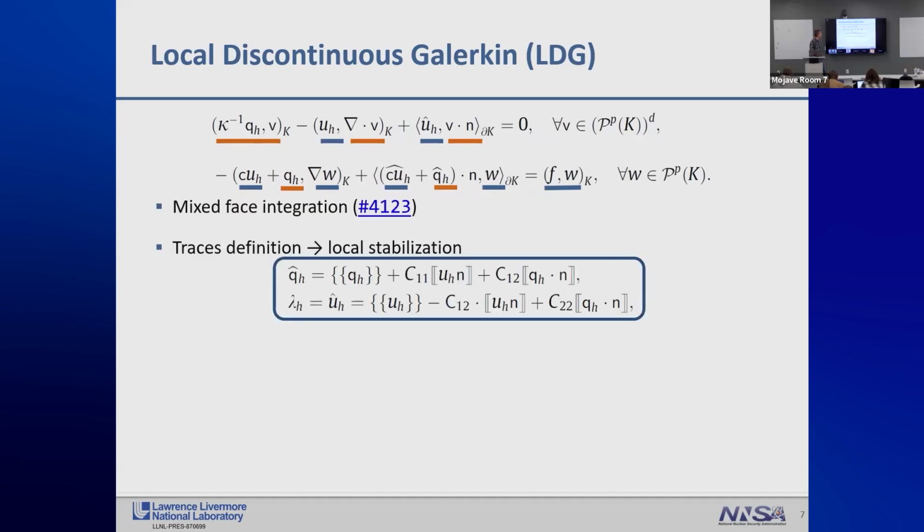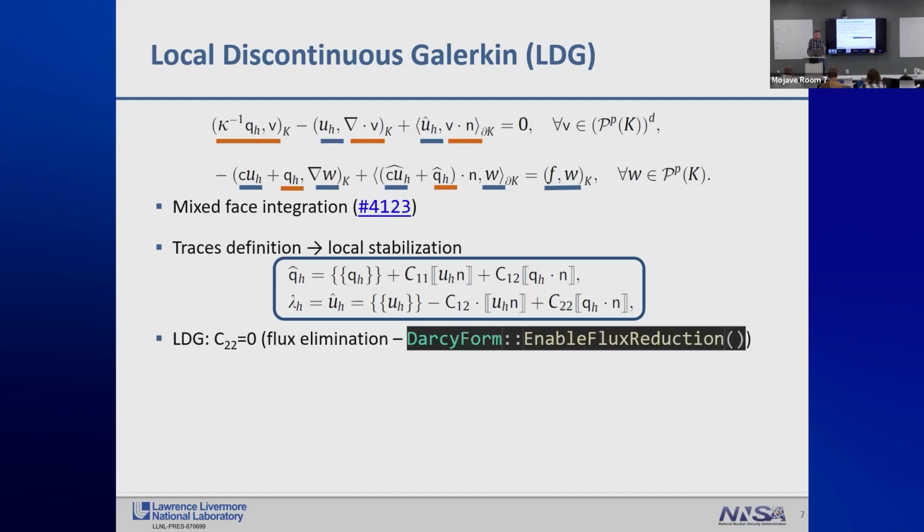And what is key here is the definition of the traces. So those variable heads. This is the general definition, which in turn leads to stabilization of the method, and also draws a link to the hybridization processes. I will share the method in a minute.